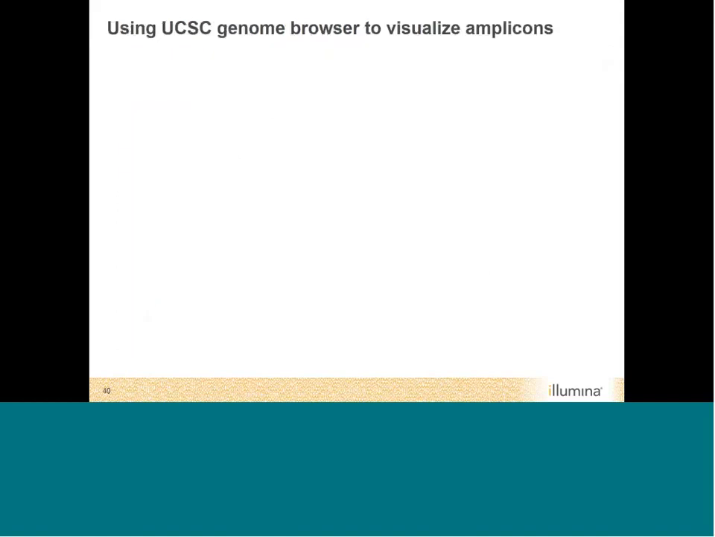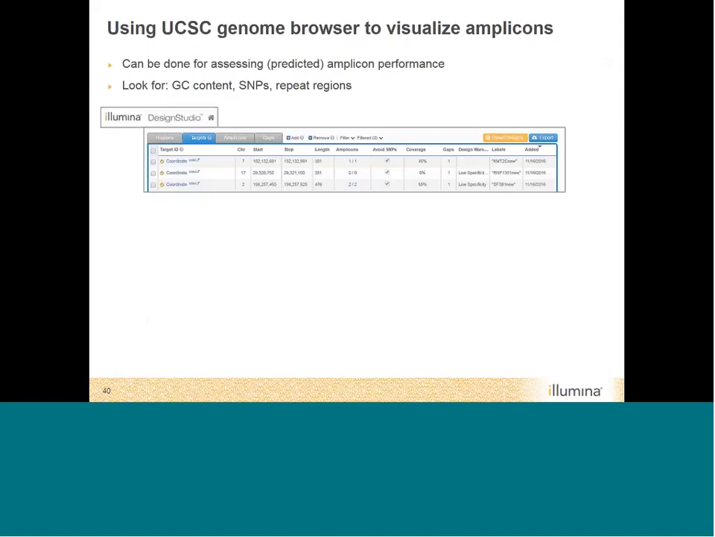Now talking a little bit about UCSC Genome Browser. This is a tool that can be used to assess Amplicon performance, even predicted Amplicon performance, so even before you've actually done your experiment. Because you can look at GC content, any underlying SNPs for where your Amplicon is, any repeat regions. And in fact, we are providing links directly to UCSC Genome Browser from our Design Studio software.